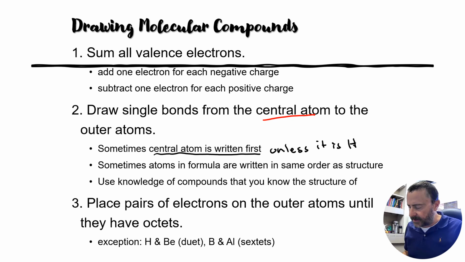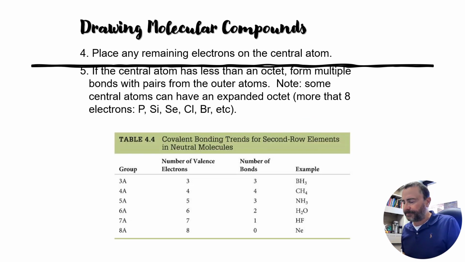Now, sometimes we don't make octets, like hydrogen likes a duet. That means it only really wants to have 2 electrons around it. Boron and aluminum like to have sextets. That means 6 electrons around them, but pretty much everybody wants to have 8 electrons around them if at all possible. All right, now we're going to get some practice at these, and hopefully you do a bunch of them, because the more of them that you work, just like anything else in chemistry, the easier they become. All right. Then if you have any more electrons, we're going to place them on the central atom at the very end.